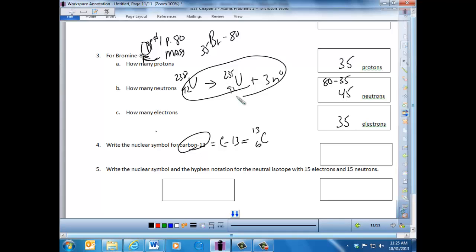But you need to know it. I ask you because it is on your SOL, and you need to know what that nuclear notation is. It's not a big deal, okay? So the nuclear symbol for carbon 13 is simply this.